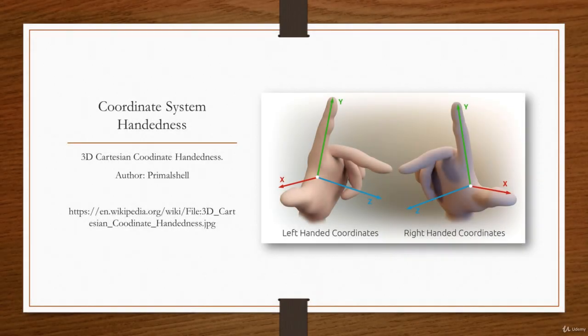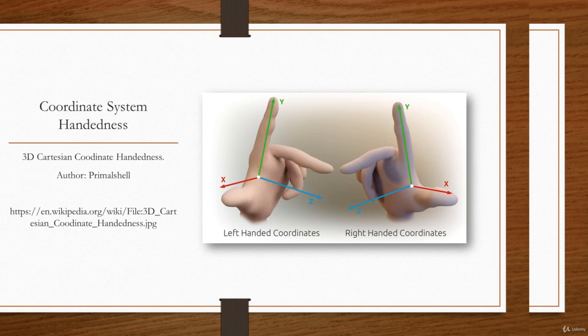So if you try with the right hand, again things don't quite work. So Unity is left-handed, okay, left-handed coordinate system. And if you try with Houdini, you'll find it has a right-handed coordinate system.